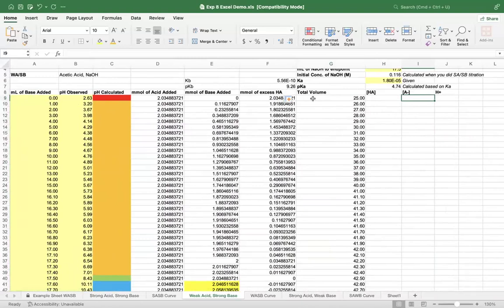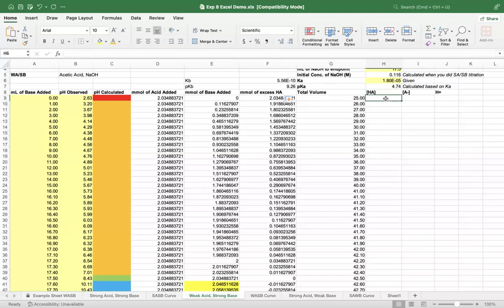So what we need to do is use the Ka equation. The Ka is equal to x squared over HA minus x, right? That equation. What we want to do is solve for hydrogen ion, we need to solve for x in that equation. Which means we need to know what the Ka is, hence why we have it here in a clickable cell. And we also need to know what the starting concentration of HA is.